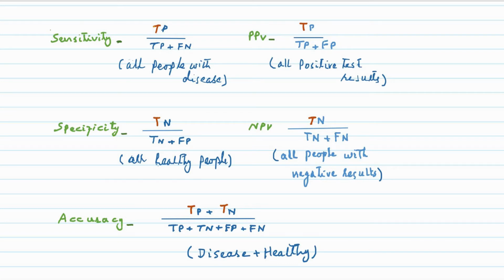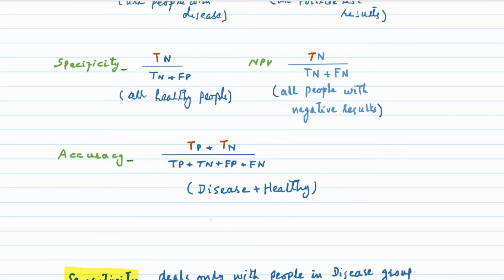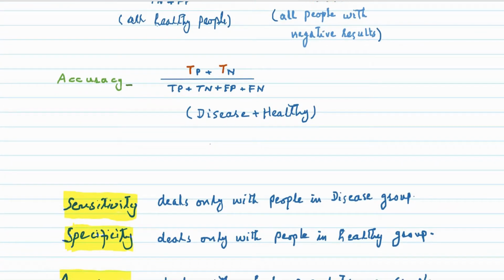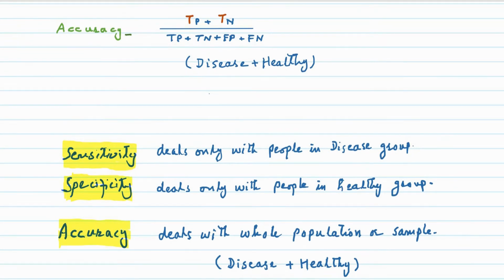We have not discussed accuracy of a test up to now. Accuracy of a test is a combination of sensitivity and specificity, and it is calculated by all true values, that's true positive and true negative results, divided by all people in that sample or group.